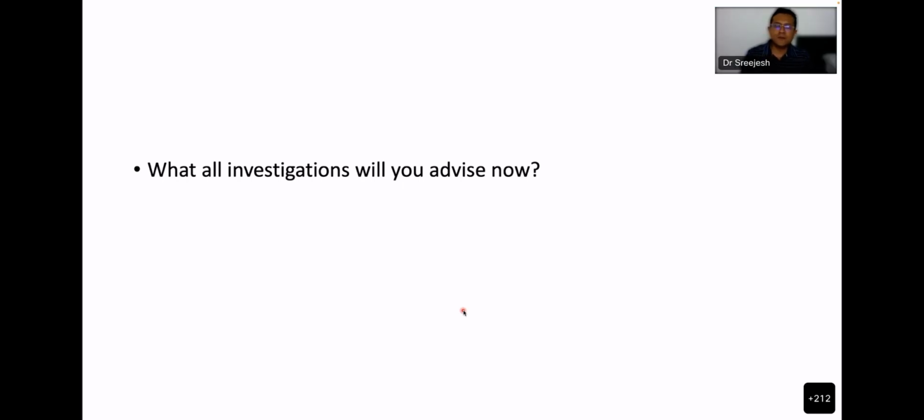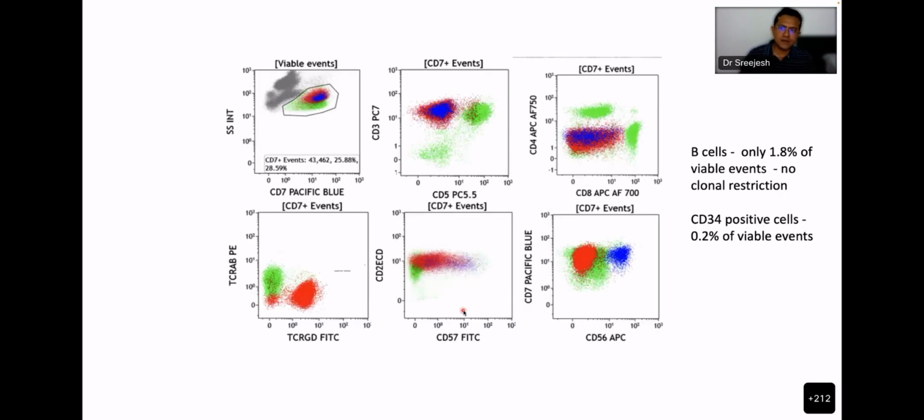Phenotyping. You can say better immunophenotyping, depending on what is available there. If you have IHC, you go for IHC. If you have flow cytometry, you go for flow cytometry. Karthika, can you describe the flow cytometry findings in this case?